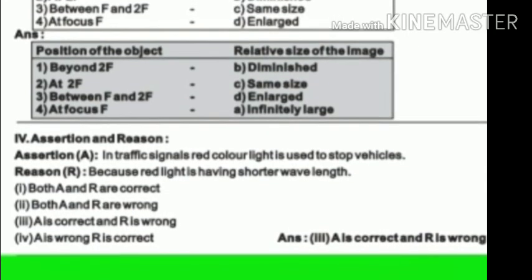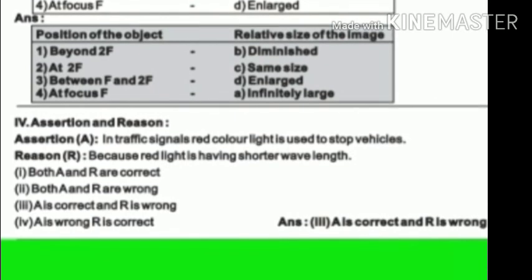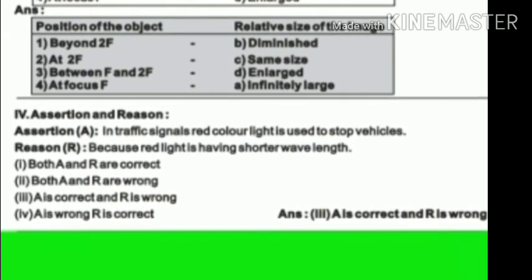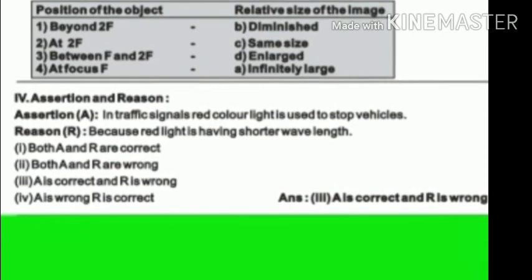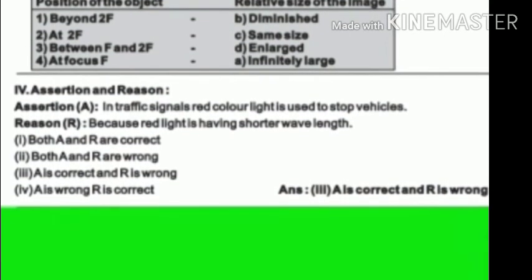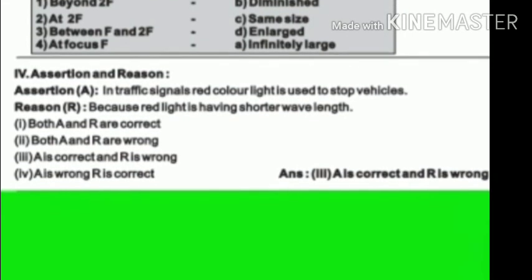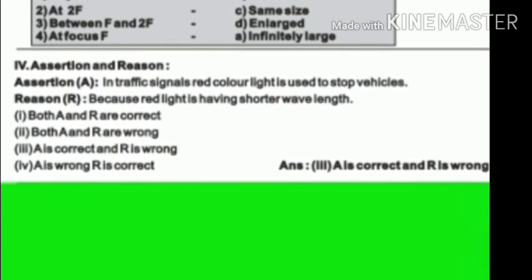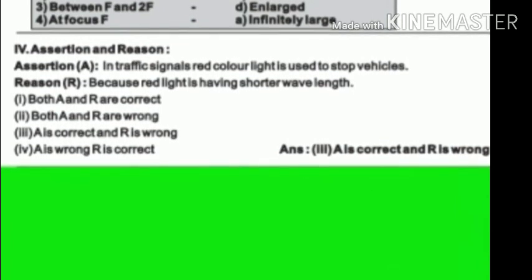And now assertion and reason. Assertion: in traffic signals, red color light is used to stop vehicles. Reason: because red light is having shorter wavelength. So the answer here is A is correct and R is wrong.